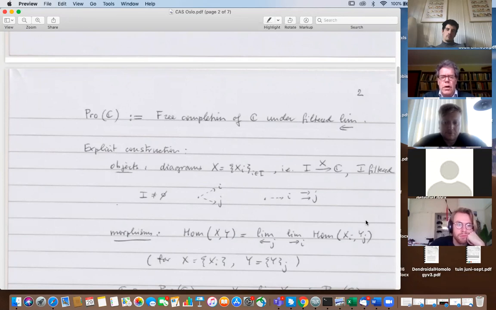And then the only way to get a map from X to Y_j, if you know nothing about X except it being a formal inverse limit, is first to project down to some X_i and then map to Y_j. So that explains the formula that you have for the morphisms. So a morphism gives for every j an equivalence class of maps from the various X_i to Y_j.